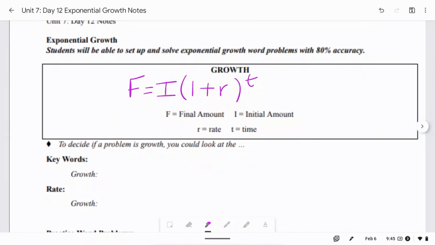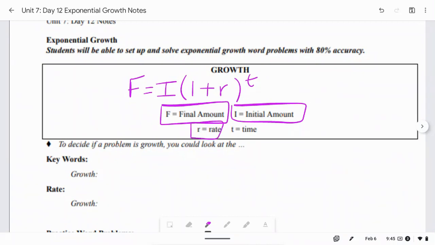So let's start with F. F stands for the final amount. The final amount is usually the future amount. Most times that's what we're solving for, is the final amount. I stands for some initial amount that we're starting with.